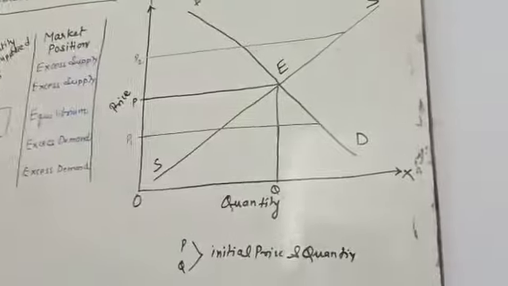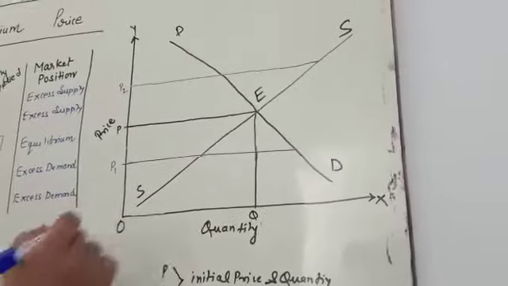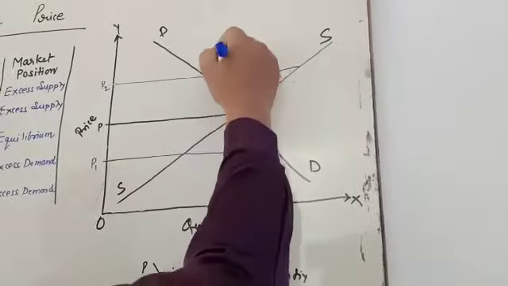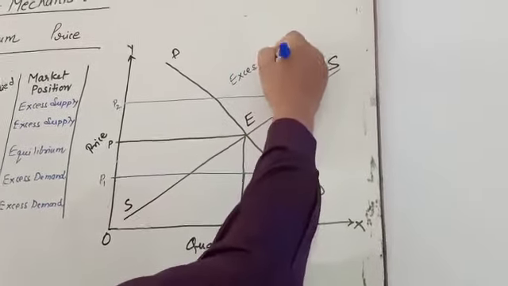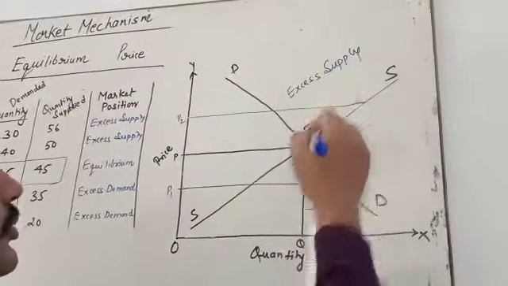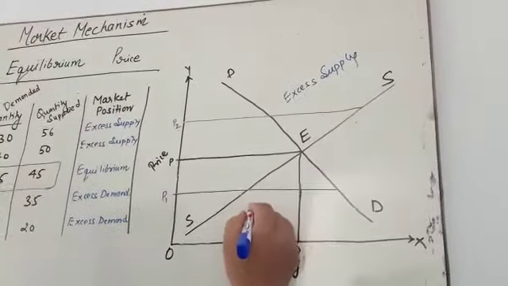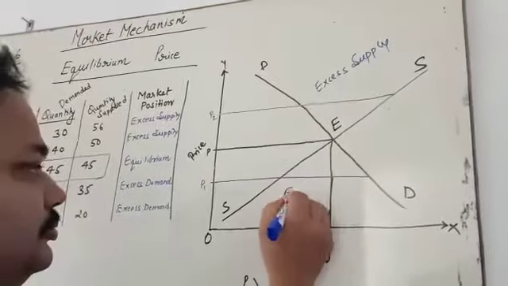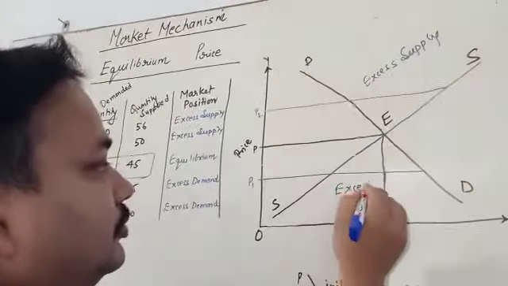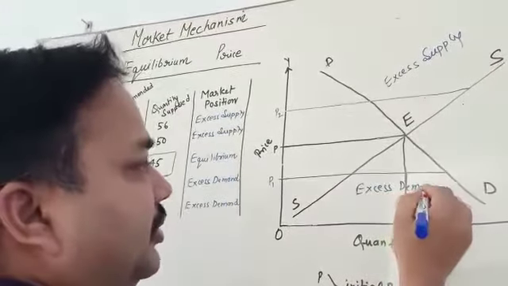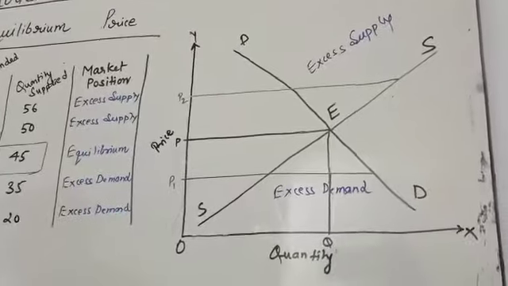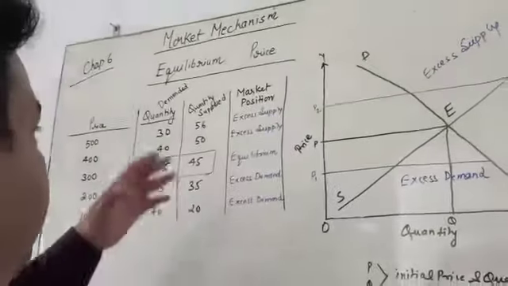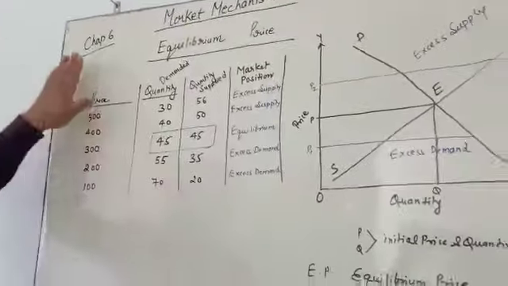In this situation, whatever is here is excess supply, and in this situation excess demand. I hope you can understand this topic; once we have to revise. Today our topic is chapter 6.